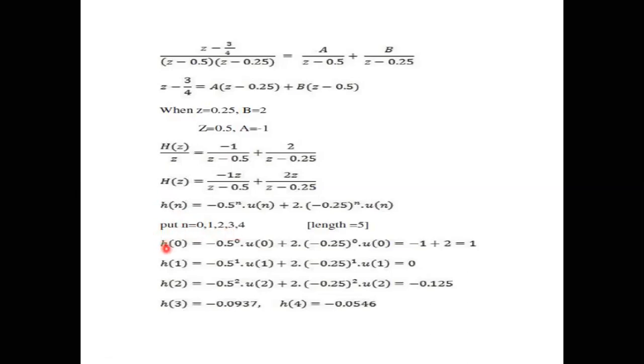So put the value of n equal to 0 everywhere, and you will get the value of h of 0. What will be the value of u of 0? u of n is the unit step response, so always its value will be 1. Clear? So you will get h of 0. Similarly, find h of 1, h of 2, h of 3, h of 4. Means for all 5 points you have calculated the impulse response.